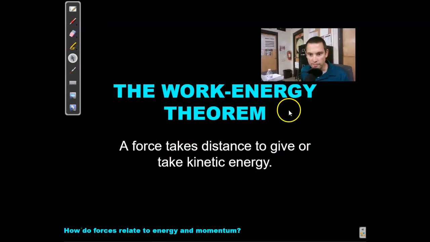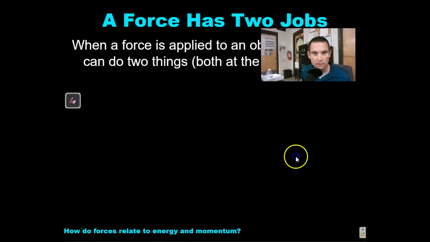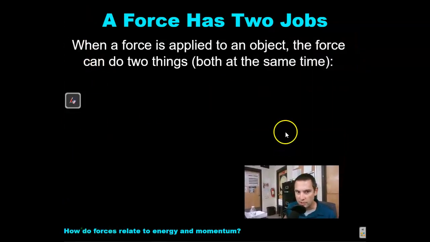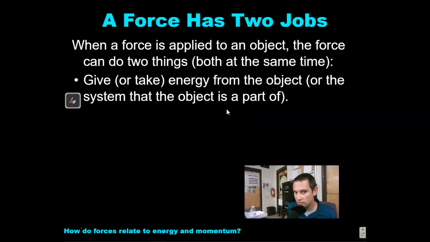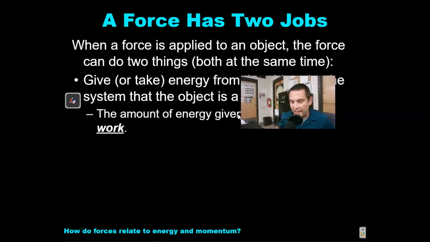The work-energy theorem says a force takes a distance to give or take energy, kinetic energy specifically. But you can use this with whichever energy. So when a force is applied to an object, the force can do two things, both at the same time. It can give energy to the object, or it can take energy from the object, or the system that the object is a part of. So it can add energy into a system, or it can take energy from a system. It can add energy to an object, or it can take energy from an object. Either one of those. Now, the amount of energy given or taken is called work.